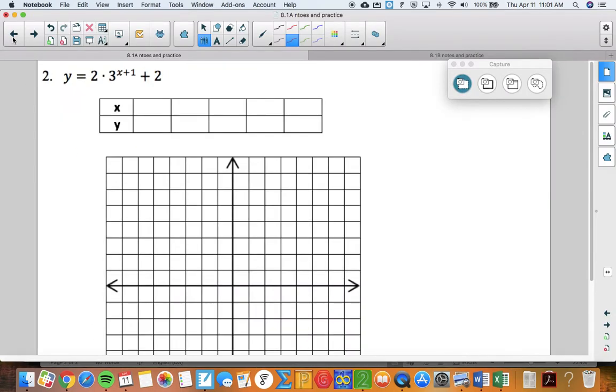Okay, the real number 2. Let's talk about our shifts first. We're going to be shifting to the left 1 because the x is getting added to 1, and we do the opposite of that direction on the x-axis. And then because outside of that we have a +2, we're going to go up 2. Alright, so now let's talk about 2 times 3 to the x.